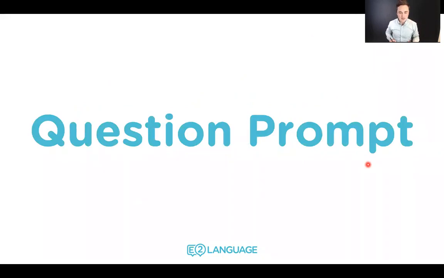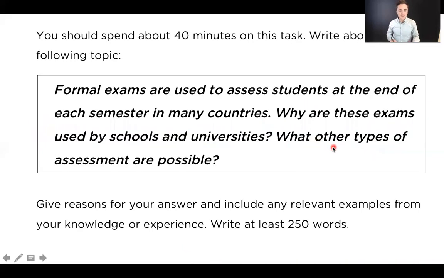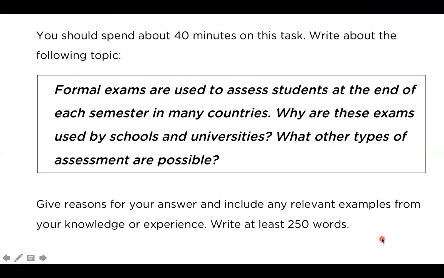First, we need to think about the question prompt. In the IELTS, it won't tell you what type of essay you have to write. You just have to look at the question prompt and think, that's the double question essay, or that's the advantages, disadvantages essay type. This applies to both general and academic. This is what the question prompt will look like on test day. This is what you're going to see on your paper.